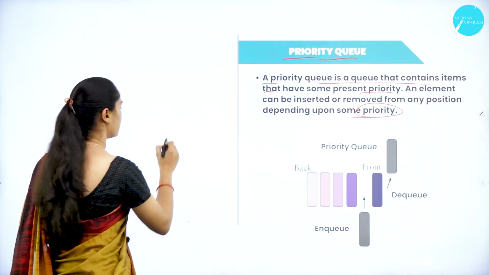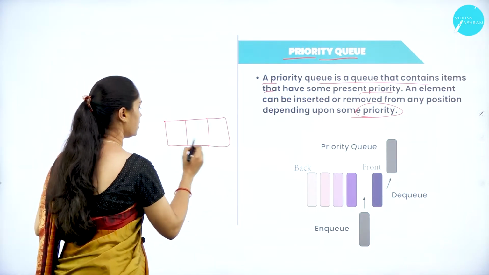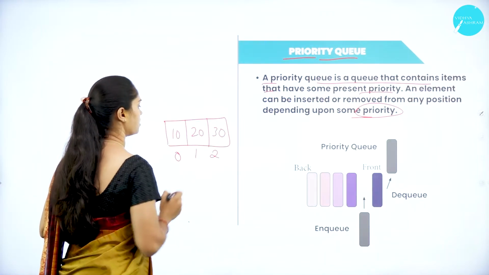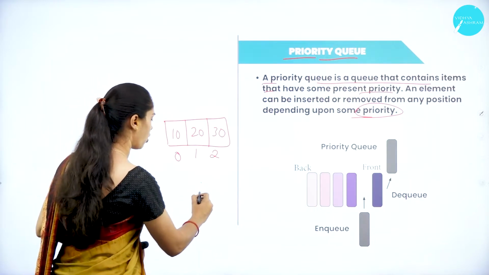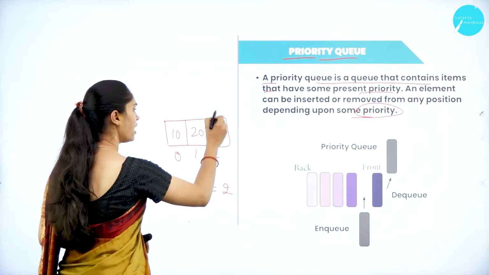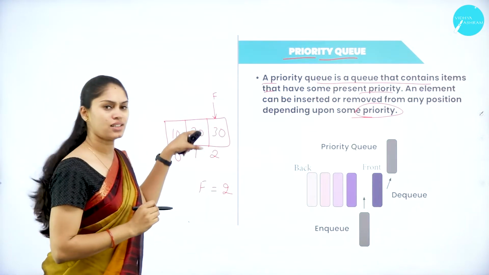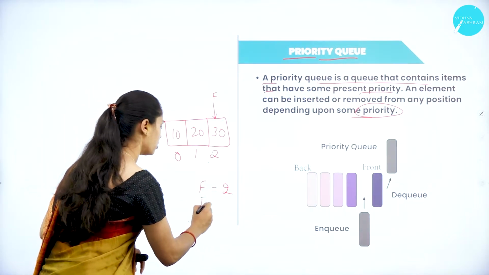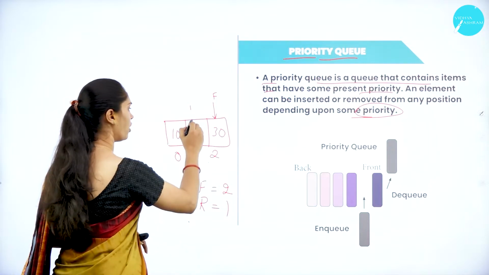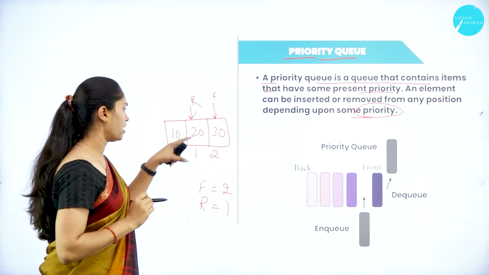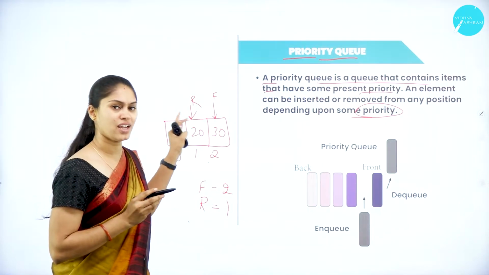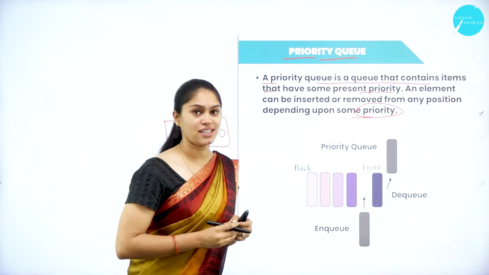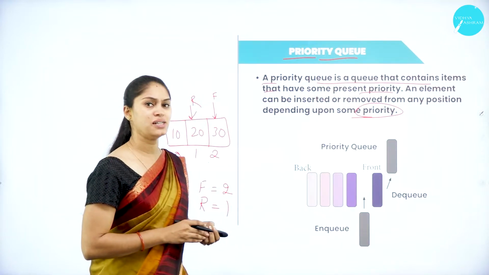For example, here I have created one queue. Okay, so let me take 0, 1, 2. So values are 10, 20, 30. Okay, so I'm going to give my priority for the front as 2. So now I can directly delete the element 30 which is in the position 2. Why? Because I'm specifying its priority. If I give R is equal to 1, I can add a new element in the rear position called 1, that is this position. Okay, so based on some priority, we are going to insert an element or we can also delete an element. That is what will happen in a priority queue.